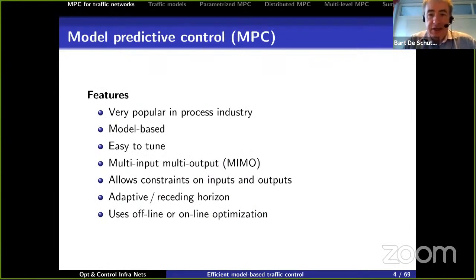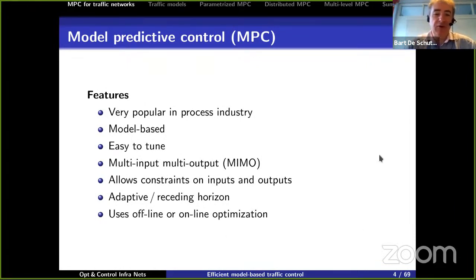So that's the setting for traffic management. And what we are going to do in today's lecture is to see how we can do traffic management using a model-based control approach. The control approach that we are going to use is called Model Predictive Control, or MPC for short. And these are the features in a nutshell.